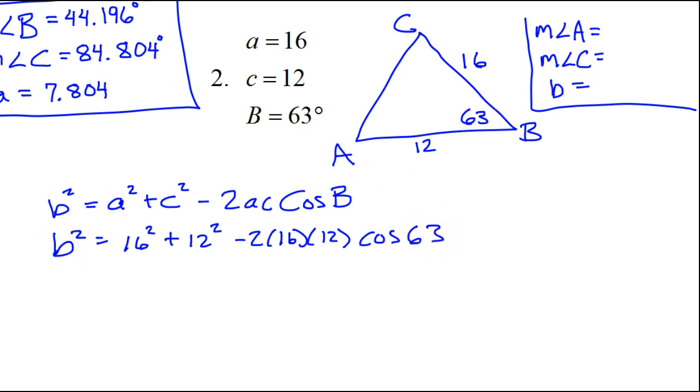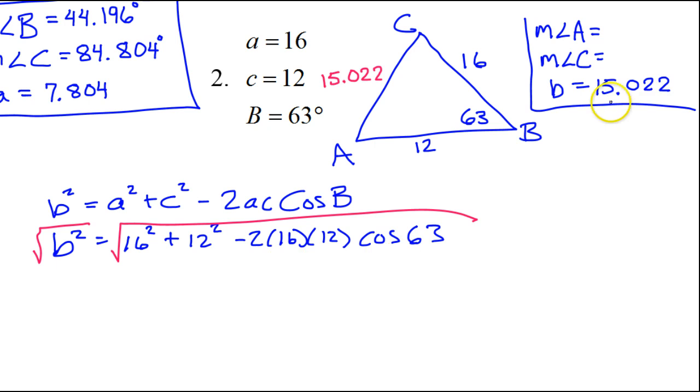But we want side B by itself, so we will need to take the square root of everything. So go ahead and put this entire expression into your calculator all at once. I got 15.022 for side B.